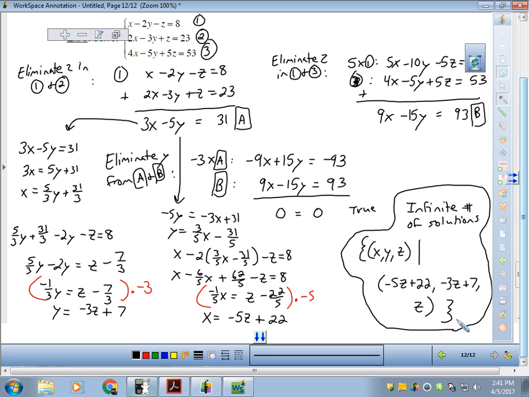Now these ones can be a little complicated, but this is the process you work with. If you end up with a true statement, you're going to have to write an equation with y in terms of z and x in terms of z, so that you can write your ordered pair that allows you to have an infinite number of solutions. Okay? So that is it for 8.1. If you have any questions on any homework or anything like that, please feel free to send me an email.